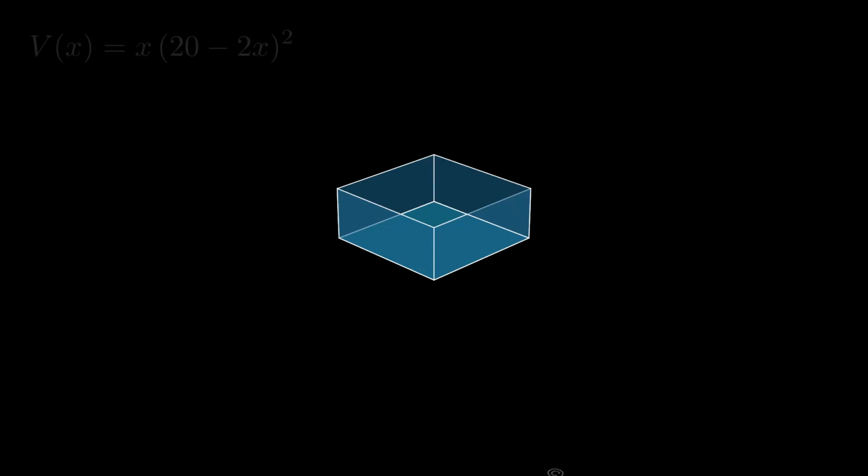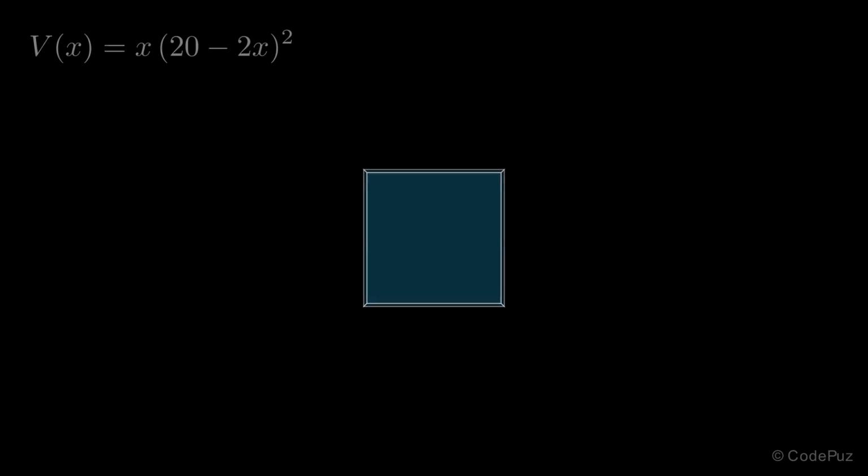The base is 20 minus 2x on each side, and the height is x. So the volume is x times (20 minus 2x) squared. Next, expand it and then differentiate.